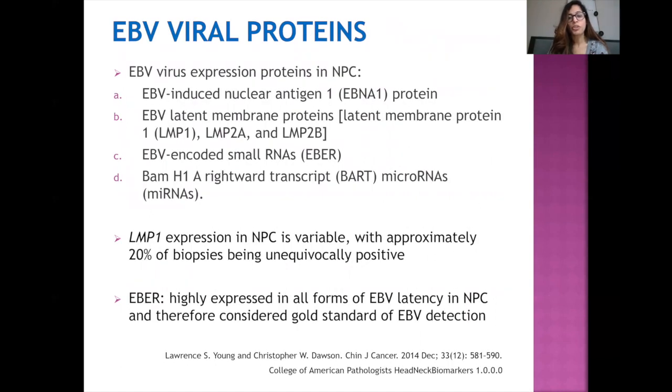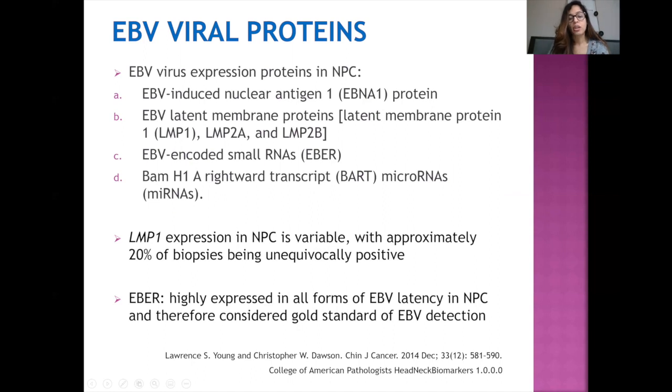In terms of a small note about EBV, this is where it becomes important to know how your lab is testing for EBV, because there are numerous different EBV viral proteins that can be tested, and they are not all the same level of sensitivity or specificity of detecting EBV in nasopharyngeal carcinomas. So just to give a very quick idea, the targets you can look at in EBV include EBV-induced nuclear antigen, or EBNA, EBV latent membrane proteins, or LMP, and these are LMP1, 2A, and 2B, EBV-encoded small RNAs, which is EBER, and then we have microRNAs.